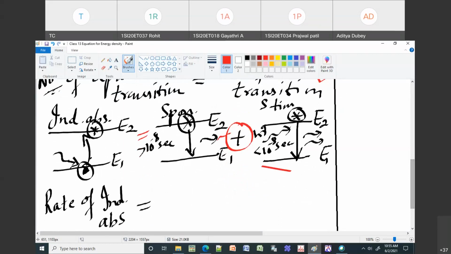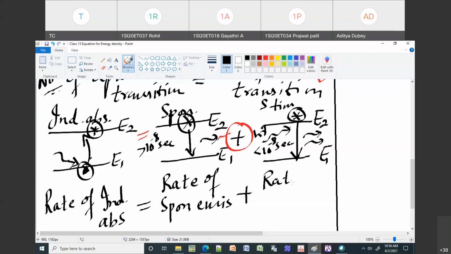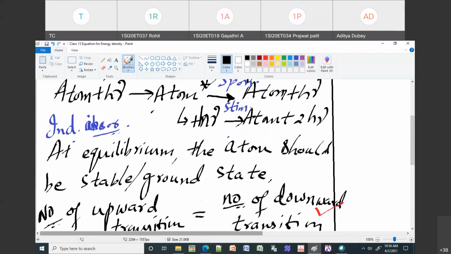So that is the reason. If I want the upper equation to be valid, then the condition is that the rate of induced absorption should be equal to the sum of the rate of spontaneous emission and the rate of stimulated emission. Only then can the atoms be in a stable state. So I will just explain why.